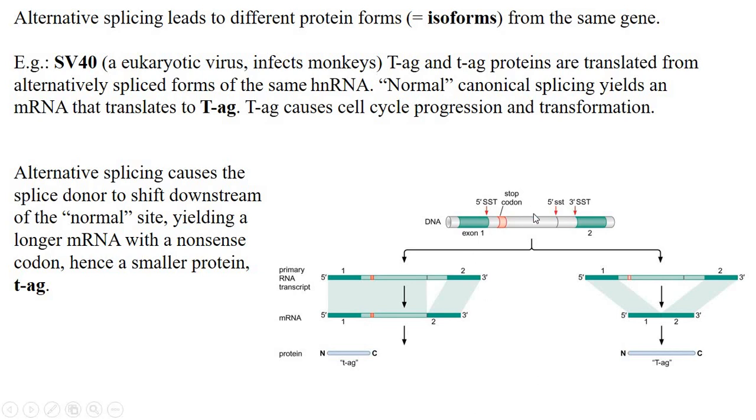So here, if we look at this, this is your DNA sequence that will be copied in mRNA. This is exon 1. This is exon 2. There's a stop codon right here after exon 1. So in the normal splicing, this intron will be taken out. So this will be exon 1 and exon 2. Right? So this is your normal. This is exon 1. This is exon 2. The stop codon is in the intron, so it doesn't matter. This will be spliced out anyway. That makes your TAG the normal protein for cell cycle progression and transformation.